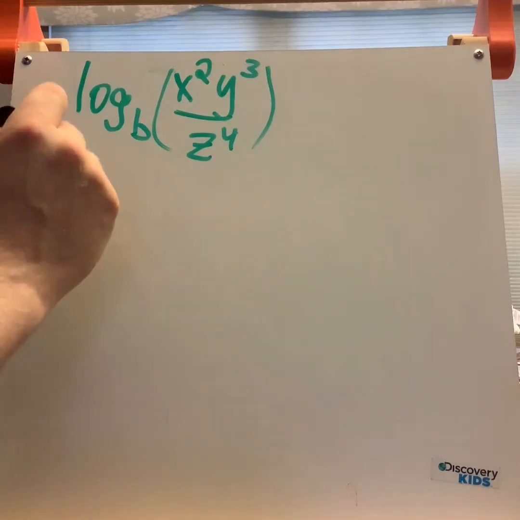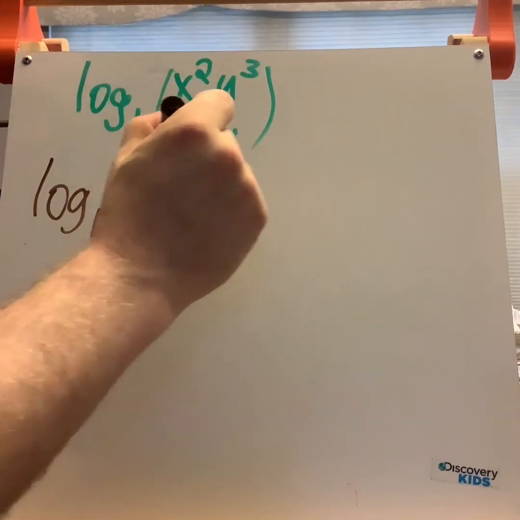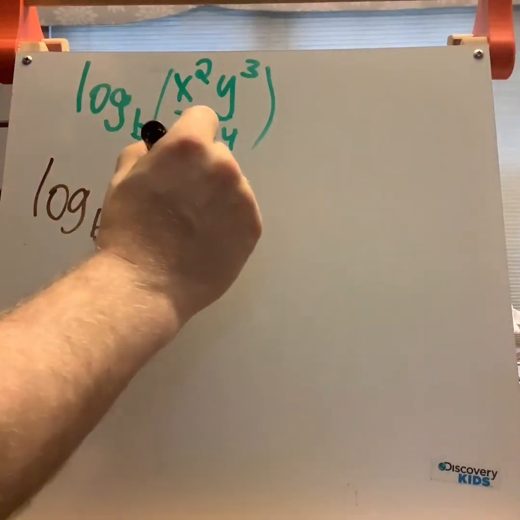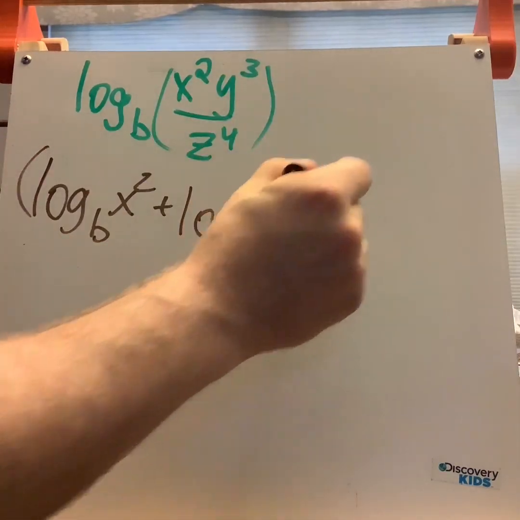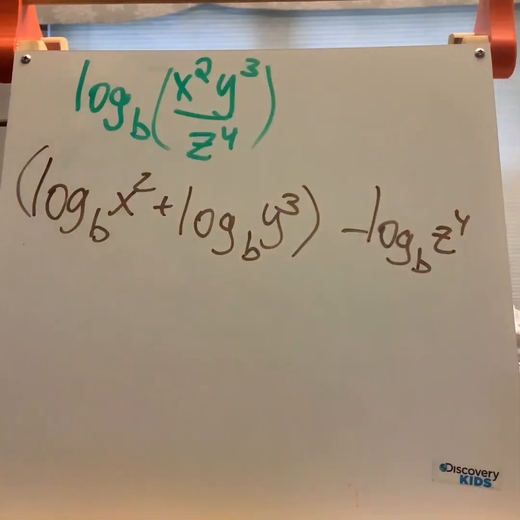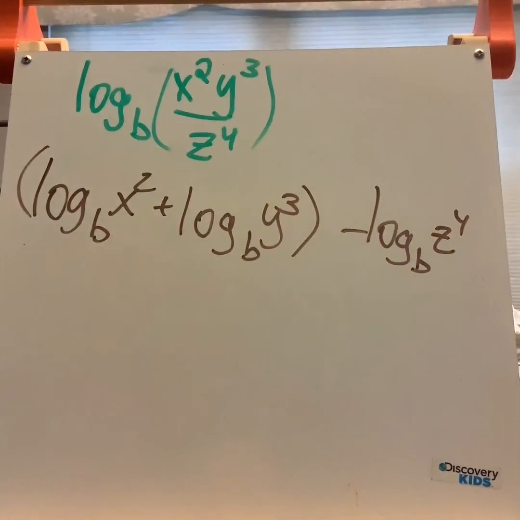So this would become the log base b of x squared, plus log base b of y cubed. You want to put that in parentheses, and then we're subtracting log base b of z to the fourth power. So that's our first step. We used our product rule to break up our x squared times y cubed in the top. That became this over here. And then since we're dividing by z to the fourth, we use the quotient rule to subtract the log base b of z to the fourth.